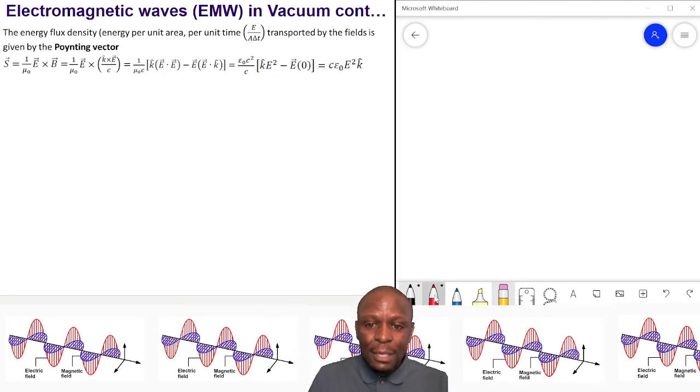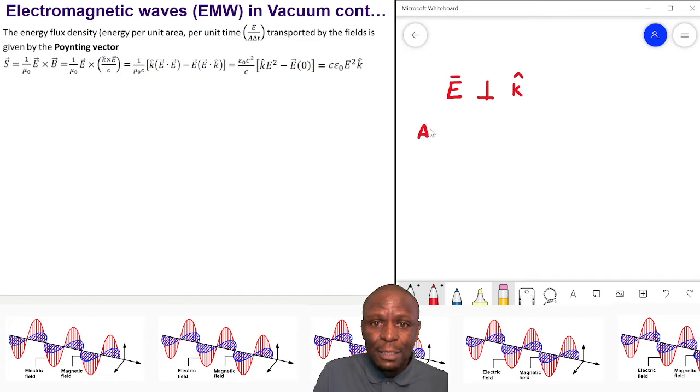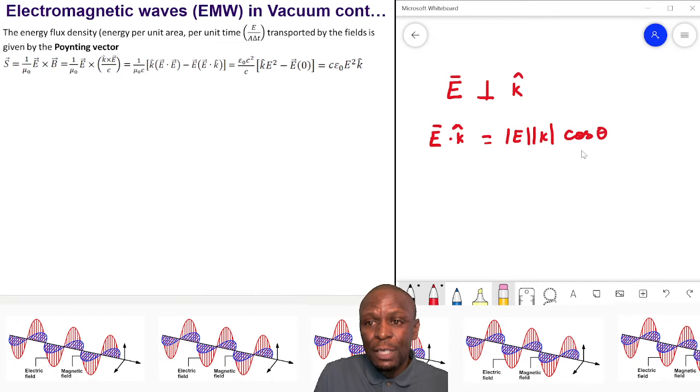K is the direction of the propagation. Now if you have E, E is perpendicular to the direction of propagation. As I've said to you, if I have two vectors, the dot product of two vectors, E dot K, is nothing else but the magnitude of the electric field, the magnitude of K, and the cosine of the angle between them. But now, what are E and K? They are perpendicular to each other, therefore there is 90 degrees there.